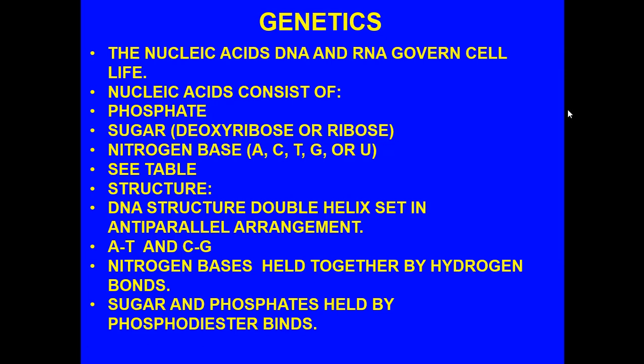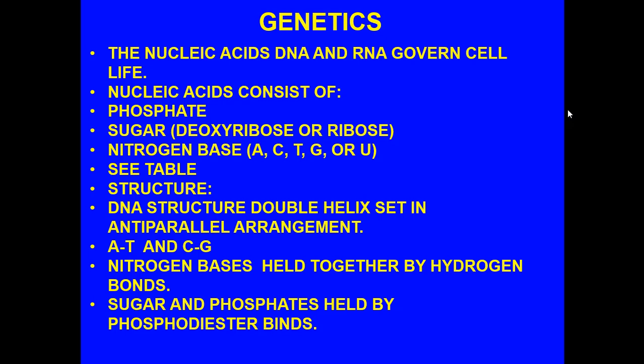When I talk about nucleic acids, DNA and RNA govern the cell life. The nucleic acids consist of phosphate, a sugar, which is either deoxyribose or ribose, and a nitrogen base, which can be either adenine, cytosine, thymine, guanine, or, and it's very unique, only be found in RNA, uracil. You'll review the table there, and the structure is unique.